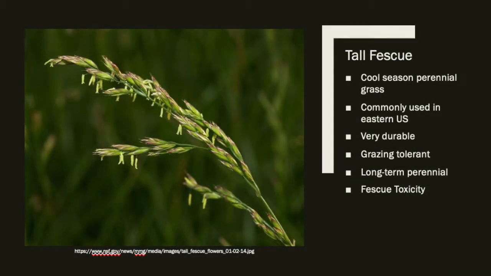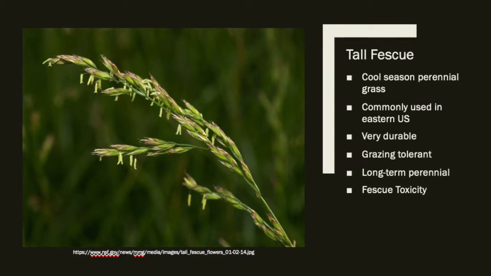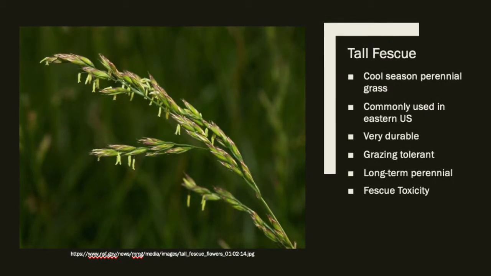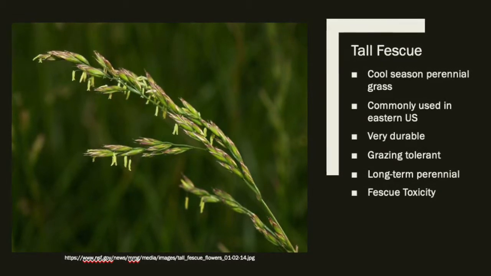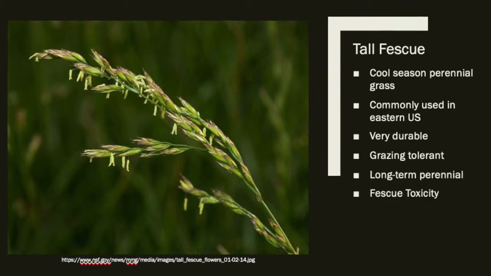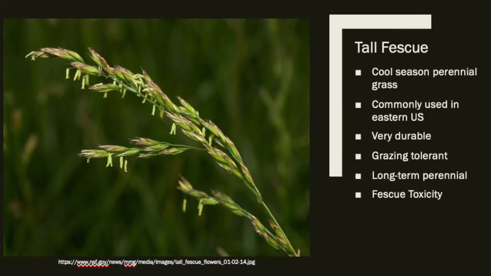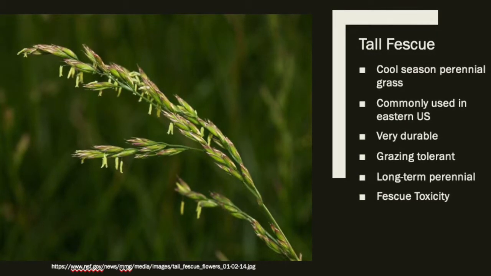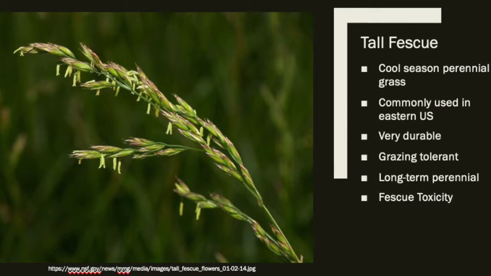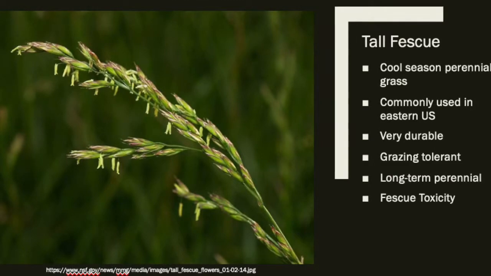Tall fescue is a cool season perennial grass that is commonly used throughout the eastern United States. It's a very durable forage because of its tolerance to harsh weather conditions. It is also very grazing tolerant. It is often referred to as a long-term perennial, and it's commonly known for fescue toxicity.